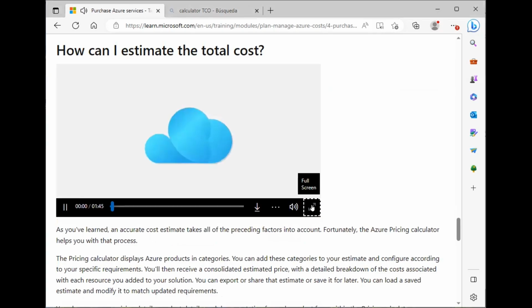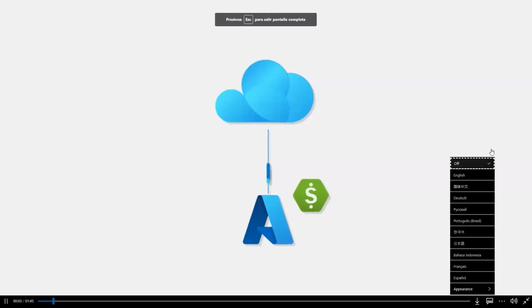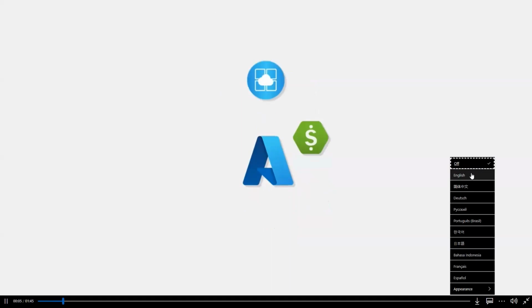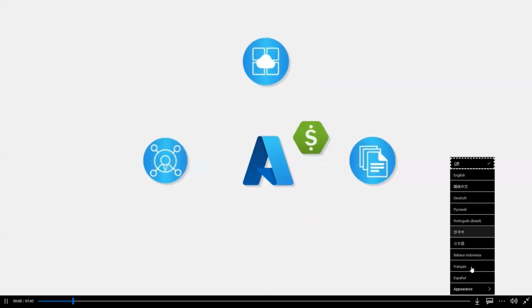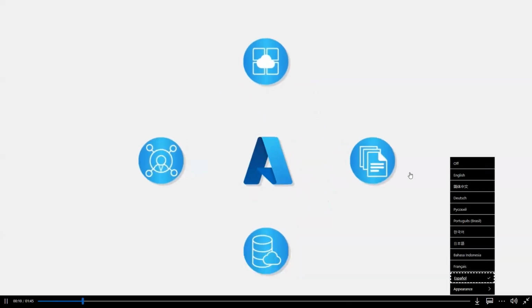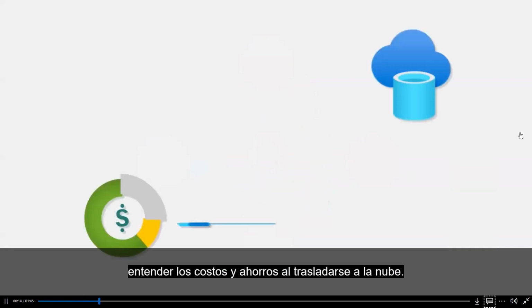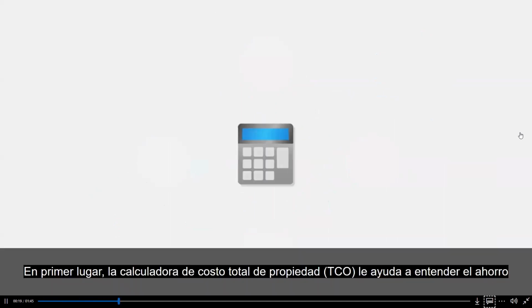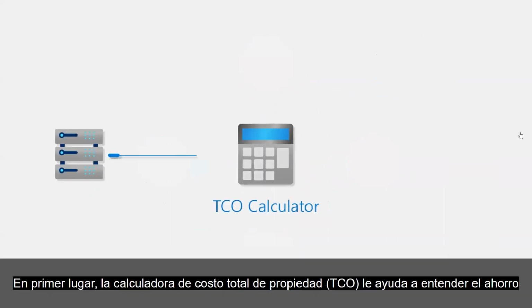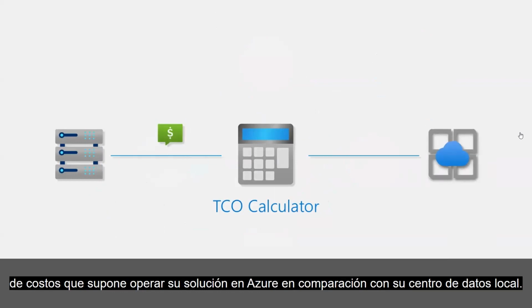How much does Azure cost? The answer to this common question depends on many factors, such as services used, workloads, networking needs, and storage requirements. Azure provides several tools to help you understand your costs and savings when moving to the cloud. First, the Total Cost of Ownership, or TCO Calculator, helps you understand the cost savings of operating your solution on Azure compared to your on-premises data center.